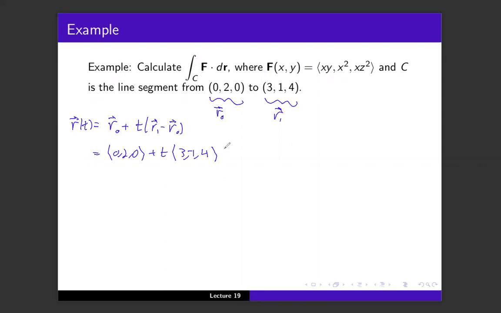So in other words, this whole thing is going to become 3t, 2 minus t, 4t.